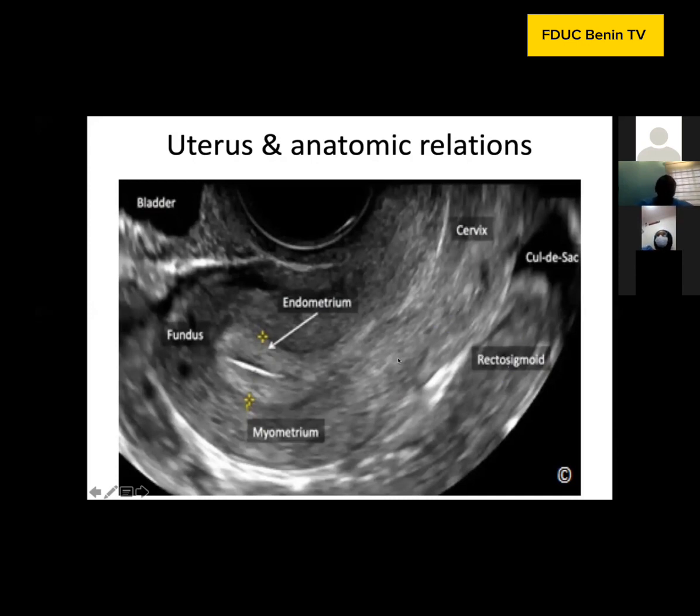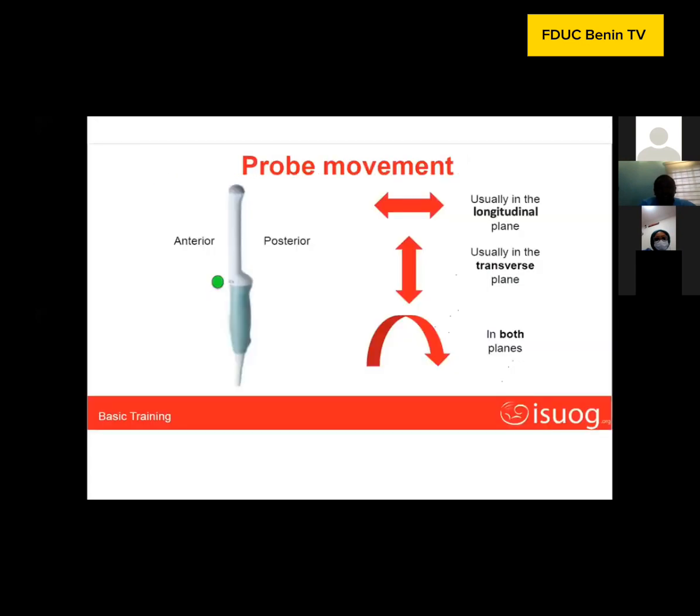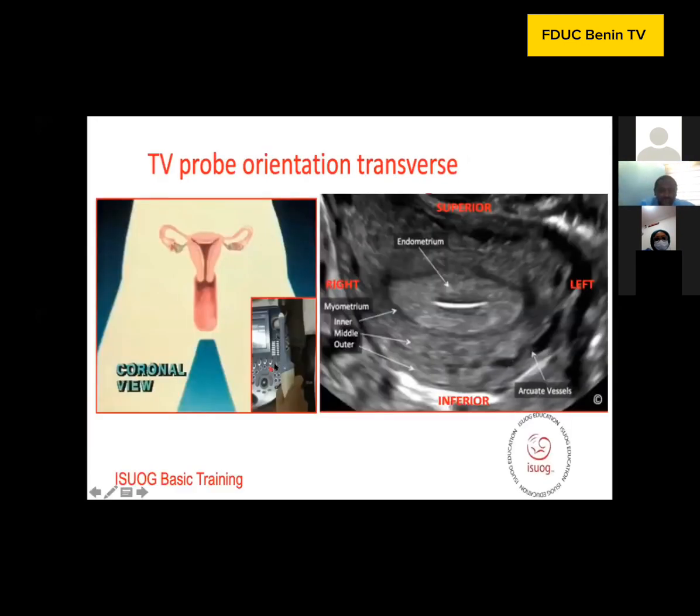Memorize this image. It is helpful with image orientation, with pattern recognition. A dog is a dog because your mother told you so. So here, this is a pattern that you will recognize anytime you see an anteverted uterus. Again, we rotate the probe such that the transducer marker moves to 9 o'clock position. The image that you see on the screen is a transverse view of the uterus.